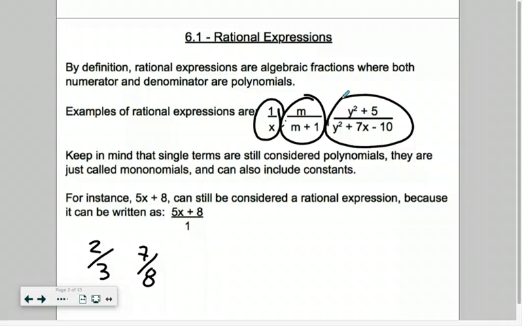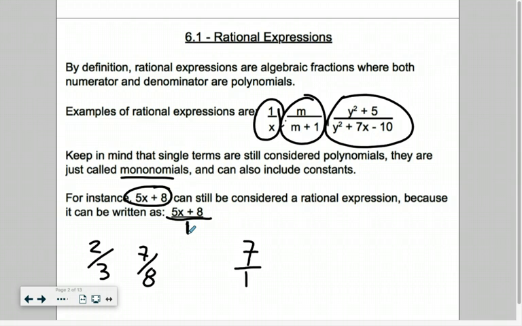The other thing to keep in mind is that a single term is still considered a polynomial, even if it's just 7. The number 7 is still considered a polynomial, and it's still considered rational because it can be written as 7/1. Constants are single-term polynomials called monomials. Something like 5x plus 8 can still be considered a rational expression because you can write it as (5x plus 8) over 1.